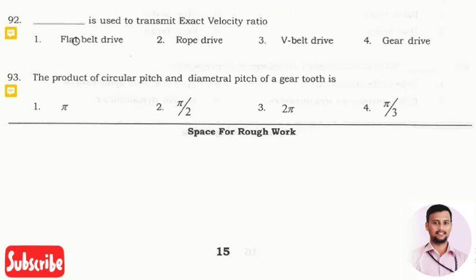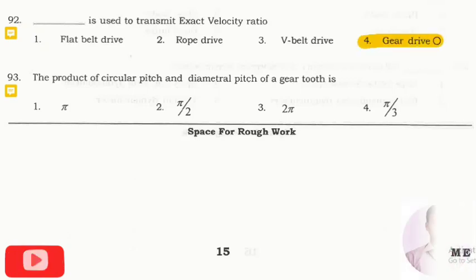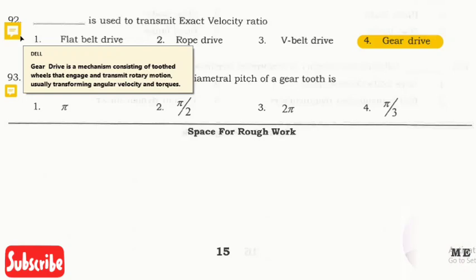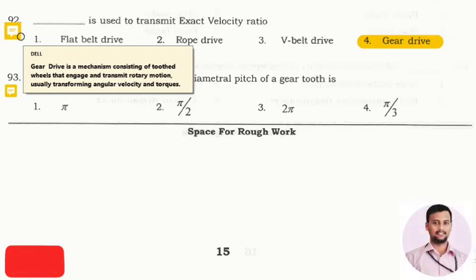The next question is: dash is used to transmit exact velocity ratio, and the right answer is option 4, that is gear drive. So what is this gear drive? It is a mechanism consisting of toothed wheels that engage and transmit the rotary motion.